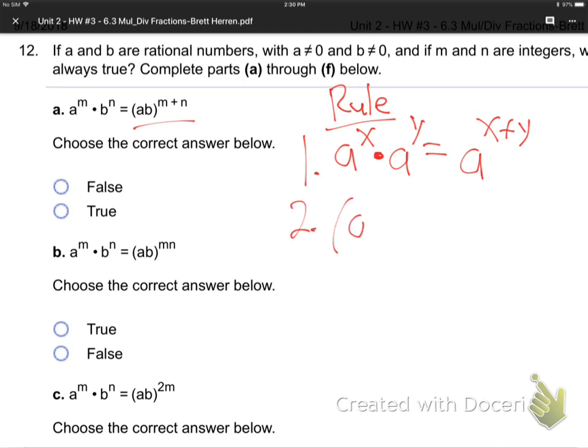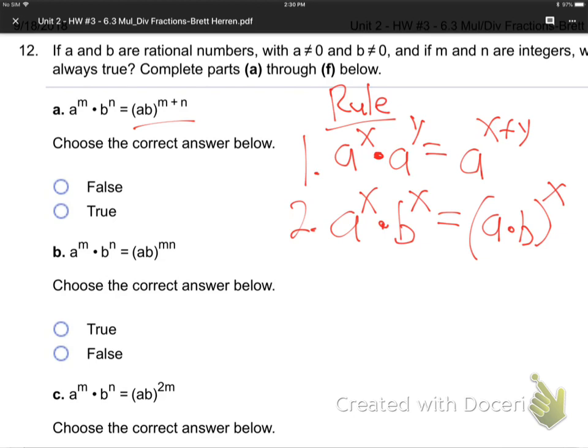Another rule is if you have 2 different bases, but both are the same power. Does everybody see the difference there? See, I changed it up. In number 1, the bases were the same. And in number 2, the powers are the same. So what would that be? How do you do that one? That would be a times b to the x. Everybody see that? That power is on both of them.